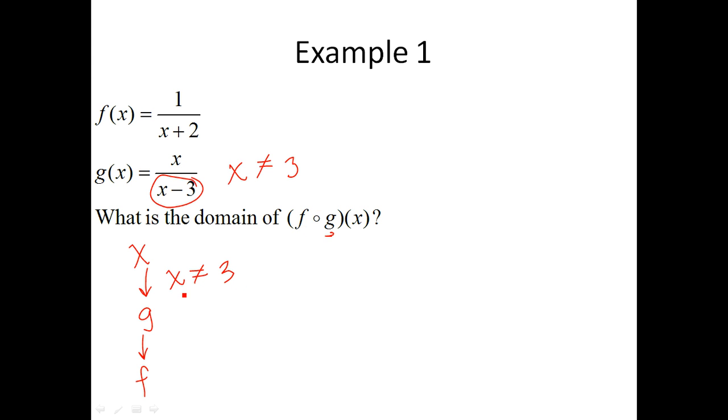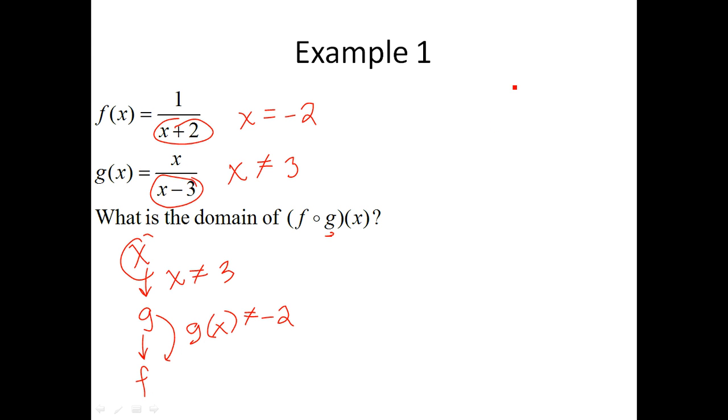Okay. Then we want to say, well, what is g allowed to be when it pumps into f? So if we see here, the thing that's not allowed is -2. So that means that whatever comes out of g, it can't be -2. So I'm going to say that g can't be -2 because g is the thing that's pumping into f, not x. x is indirectly getting there. So since we're trying to find the domain, we want to know what x is, so we need to go back and say, well, what value would x be in order for g to become -2, which would then break f?